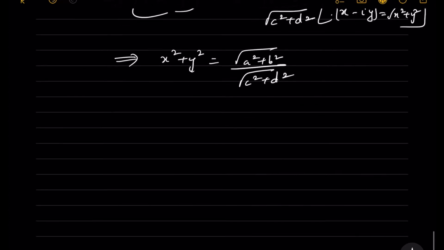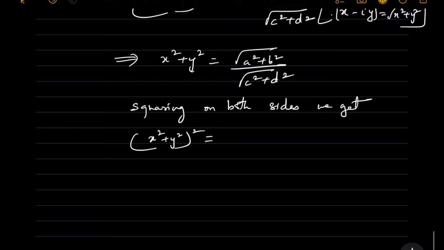Now again squaring on both sides, we get x square plus y square whole square is equal to a square plus b square by c square plus d square.